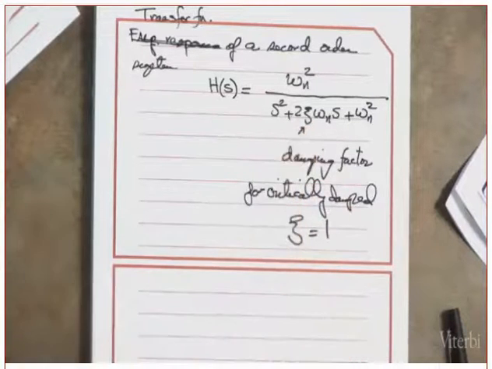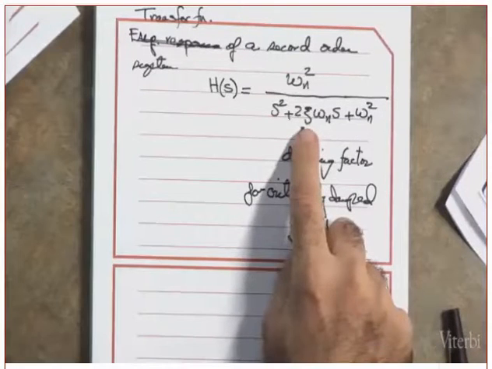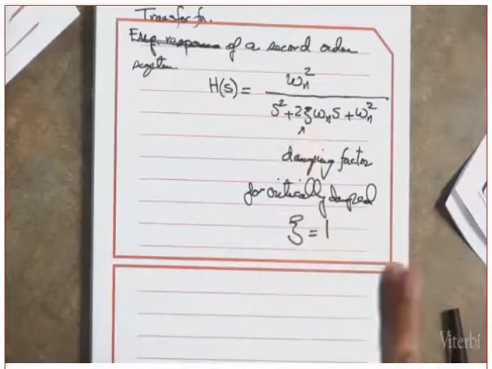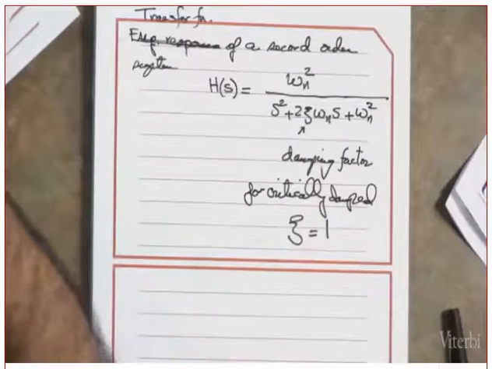If C is greater than 1, you will see that all the poles are on the real line. Are you following me or not? Which means there is no oscillation. Yes or no? If C is less than 1, you will see that the poles will have a real part and an imaginary part, on the left-hand side of the s-plane.